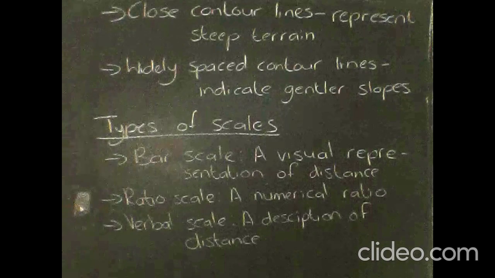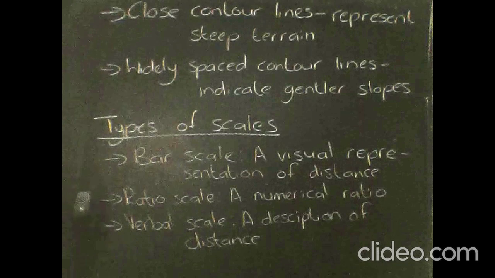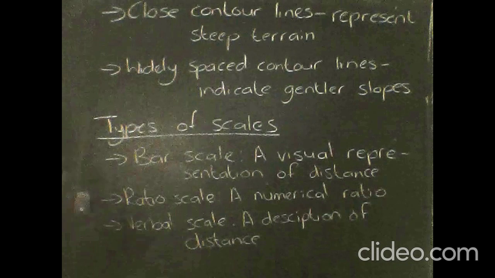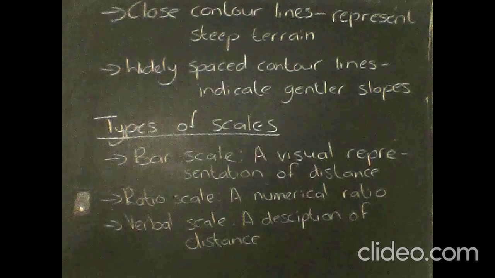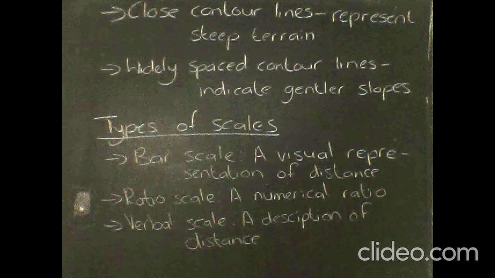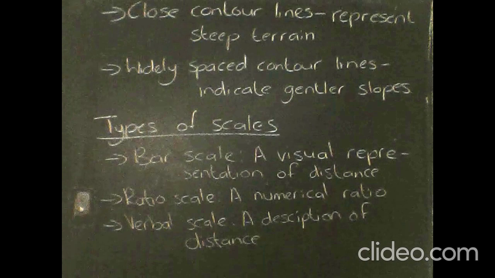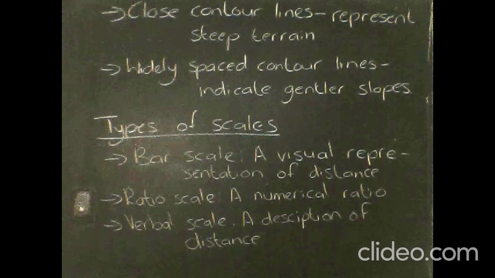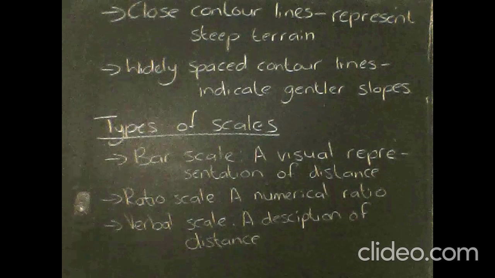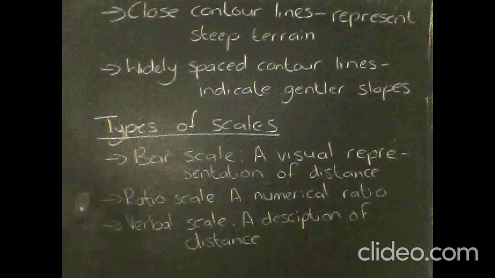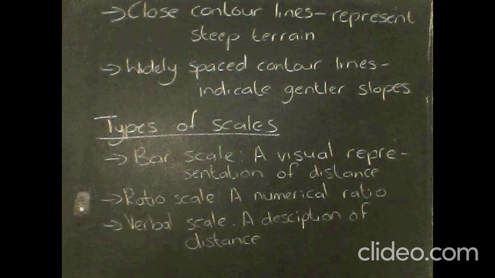So let's look at close contour lines, and they represent steep terrain. So when the contour lines are close together, then it represents that it's steep terrain. But widely spread contour lines indicate gentler slopes, right? So those are the two that I said come out of the contour lines. So close contour lines represent steep terrain, but widely spaced contour lines indicate gentler slopes.